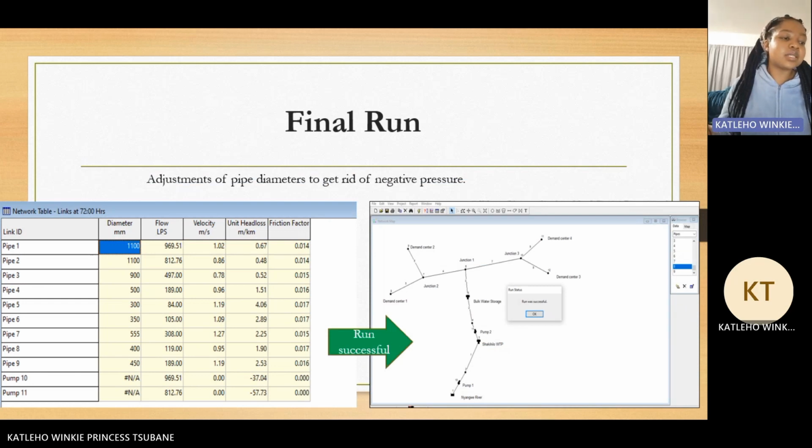And these were the pipe diameters that I ended up with, which were pipe 1, 101 millimeters, all the way to 450 millimeters. And when I ran my simulation, it was successful, meaning that there's no negative pressure. And as seen in this table below, the velocity for all the pipes is less than 1.5 meters per second. This is all, and thank you, sir.